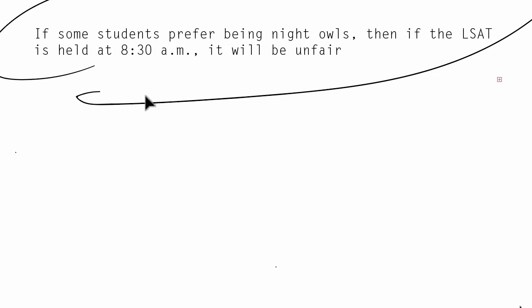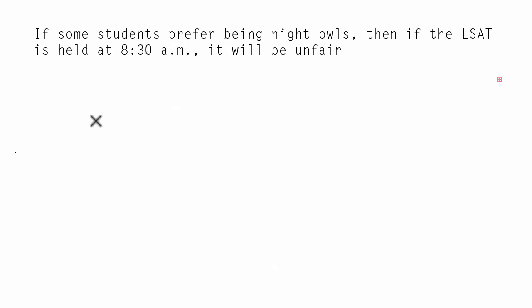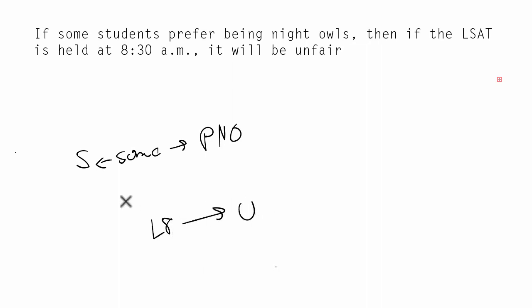And you always have a choice with these. One way is to write out the condition entirely the way we might diagram it if it was standing alone. So here we have two conditions. We have the some statement, some students prefer being night owls. Then we have this back statement here, right? LSAT 8 a.m., then unfair. So these are these two quantifier statements that we pulled out of here.